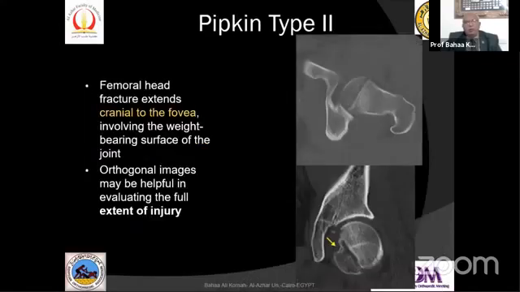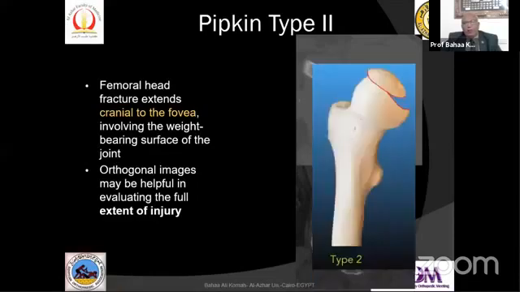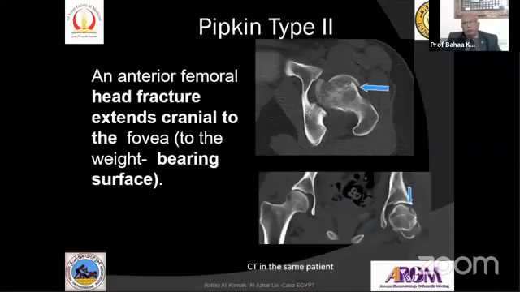Pipkin type 2, the femoral head fracture extends cranial to the fovea, involving the weight bearing surface of the joint. And this is the CT, in the sagittal and in the coronal section. Orthogonal imaging may be helpful in evaluating the full extent of the lesion. And this is a diagram for Pipkin type 2. This is type 2 in an anterior femoral head fracture extending cranial to the fovea to the weight bearing surface. So this affects the weight bearing and you can see the displacement easily.